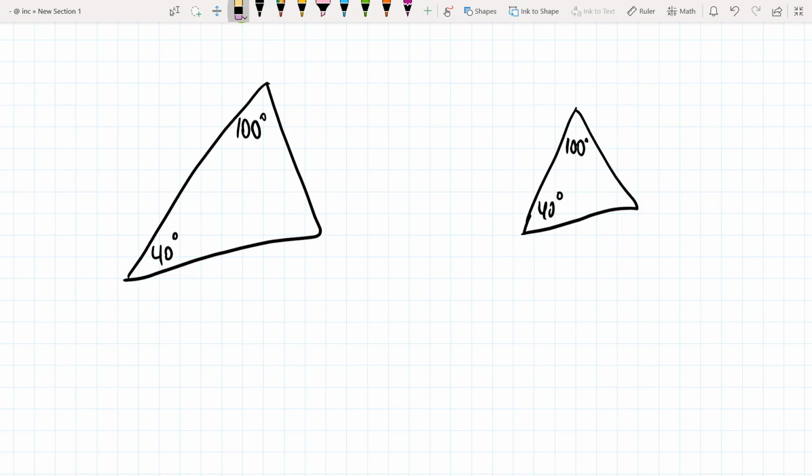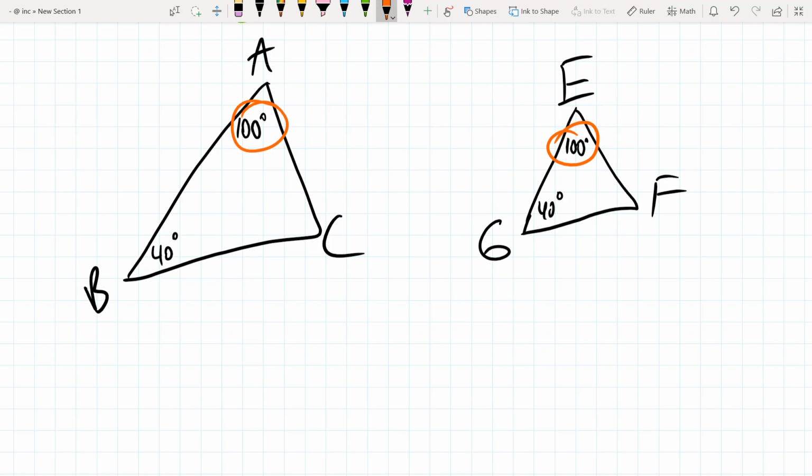So let's say that this might be a problem they gave you. I didn't actually check all of them and see if they gave you any easy ones. Let's say we label this A, B, C, E, F, G. And they could ask you, are these similar? Well, you know they are, because right here you have one pair of angles that are congruent, and right here you have a second pair of angles that are congruent. That is sufficient information for you to prove that these are similar.